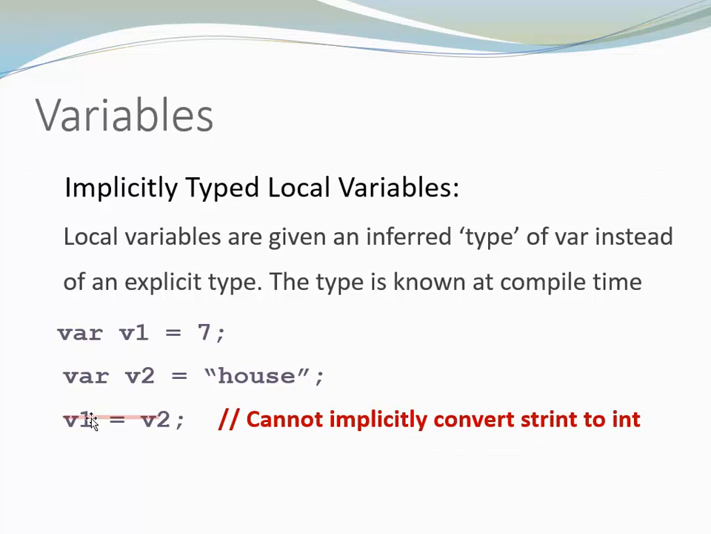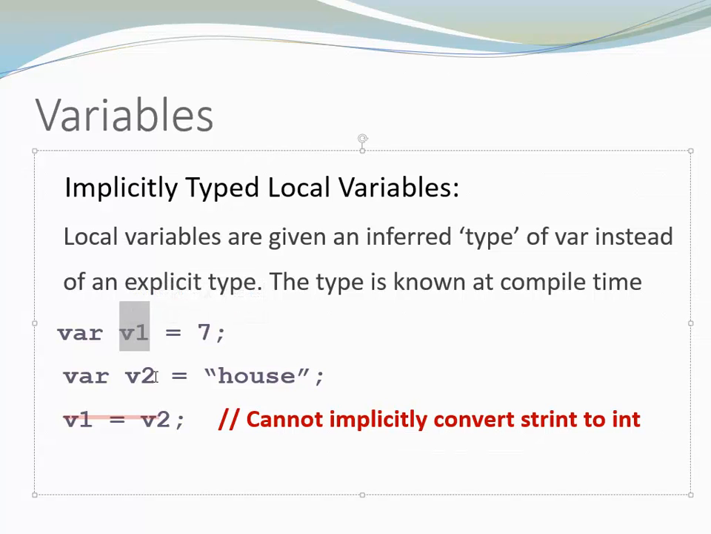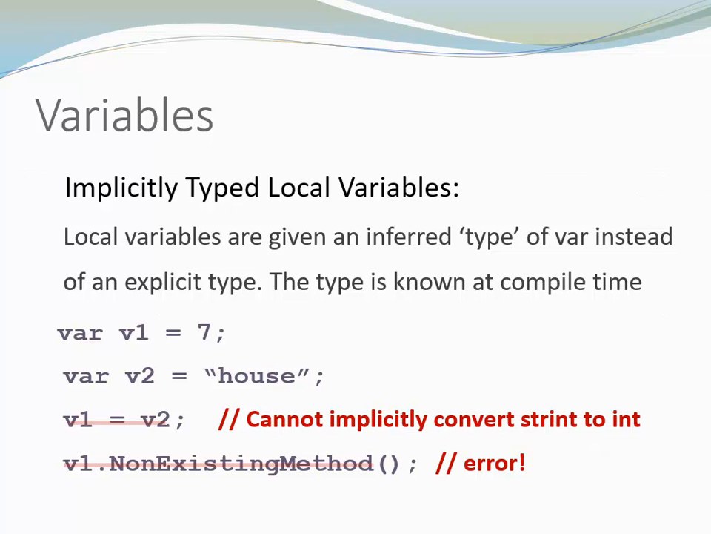If we would say v1 gets assigned v2, this does not work. Both are declared as var, but this doesn't mean I can assign it to each other. v1 is an integer variable, v2 is a string variable. String cannot be implicitly converted to an integer. If I try to call a non-existing method, I would get a compile time error because this is not possible.